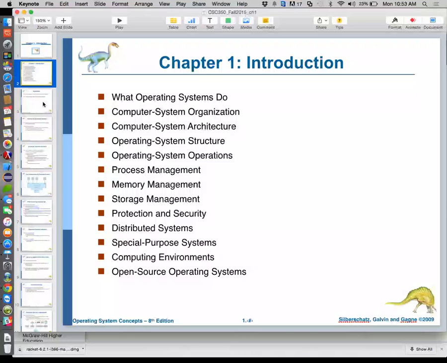Now, what's your favorite operating system? Windows 95. Okay, not an operating system. Keep going. DOS. Closer to an operating system, but not an operating system. The name is misleading.